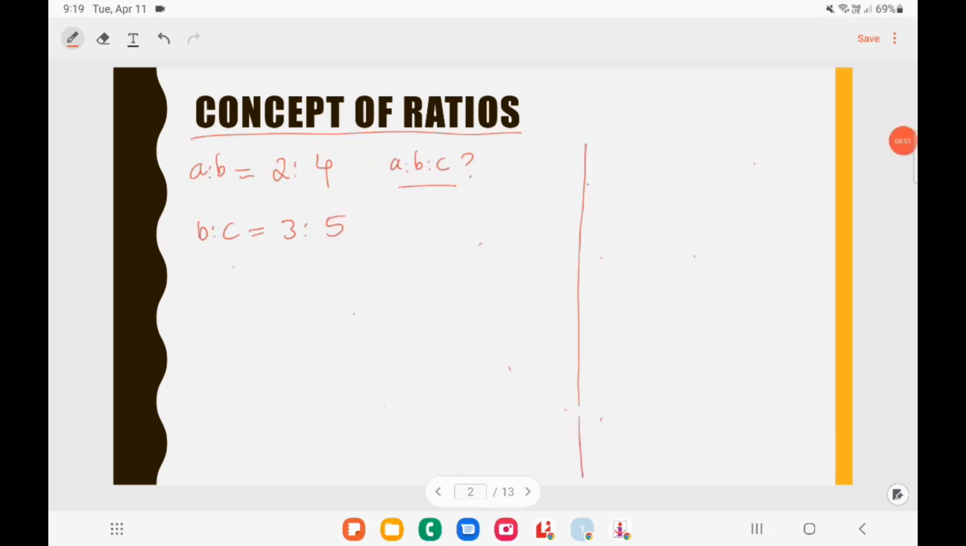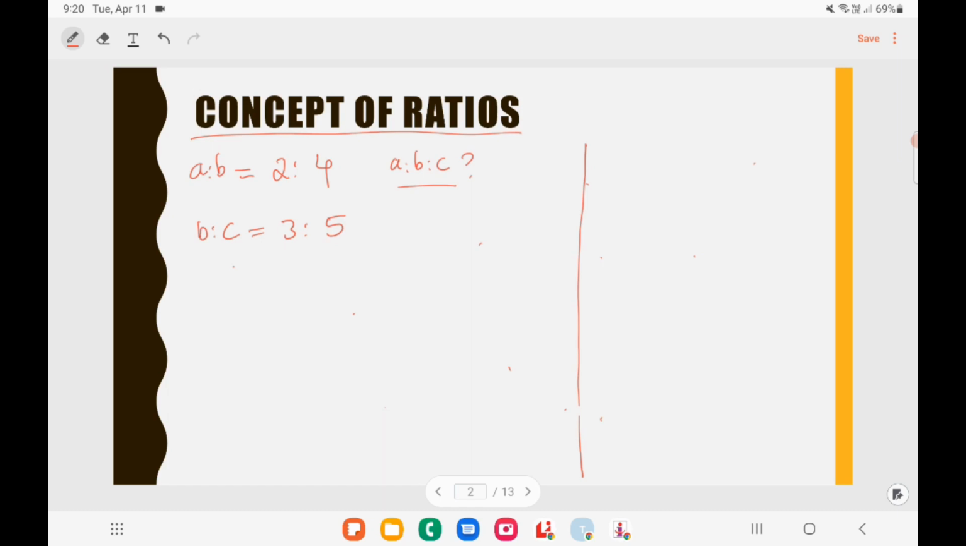Now I will take some more examples in order for you to understand the concept more in depth. You can be asked a question like this. Actually UPSC won't ask a question like this. The question here is, if A is to B is 2 is to 4 and B is to C is 3 is to 5, what is A is to B is to C? Normally UPSC will ask only practical, application level questions. This kind of question you can expect in other exams but not in the UPSC exam.